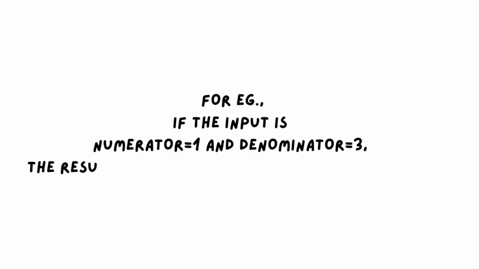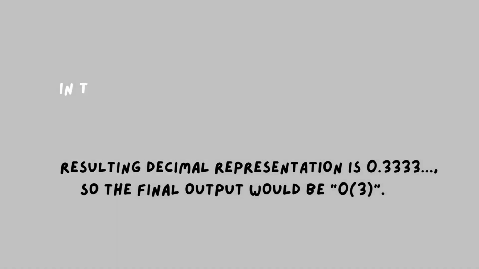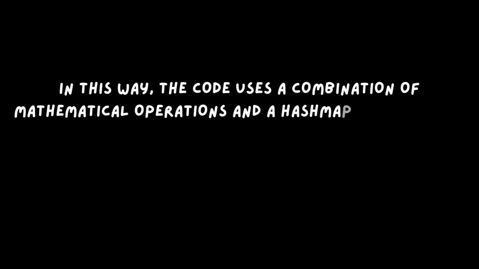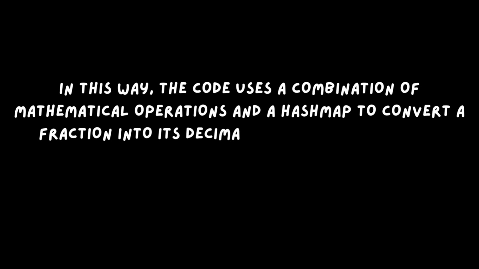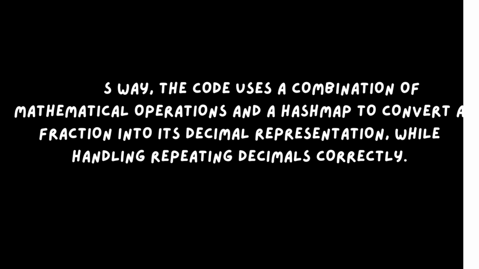For example, if the input is numerator equals 1 and denominator equals 3, the resulting decimal representation is 0.3333, so the final output will be 0 in parentheses 3. In this way, the code uses a combination of mathematical operations and a hash map to convert a fraction into its decimal representation, while handling repeating decimals correctly.